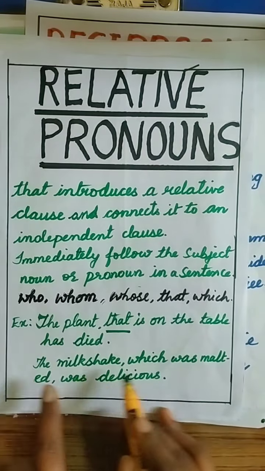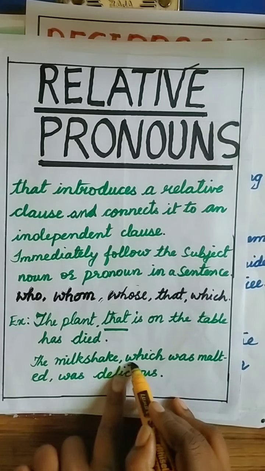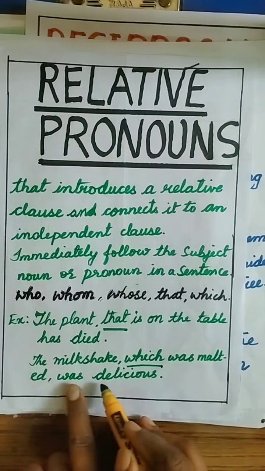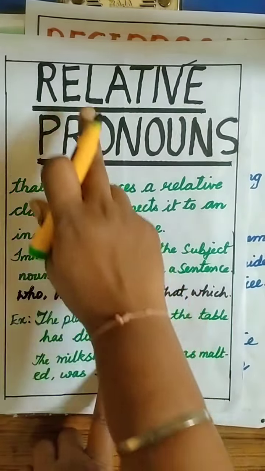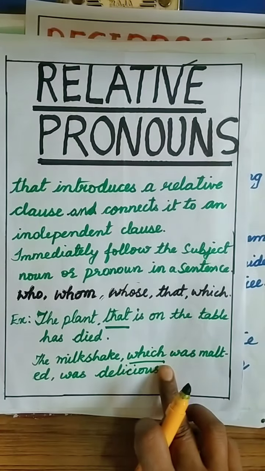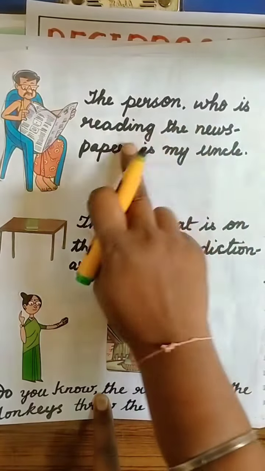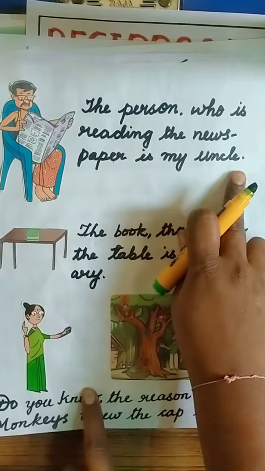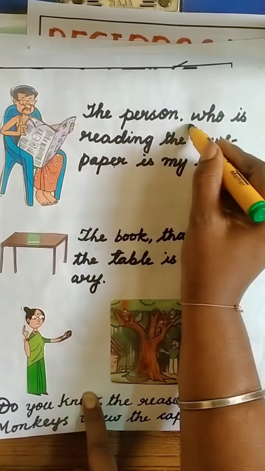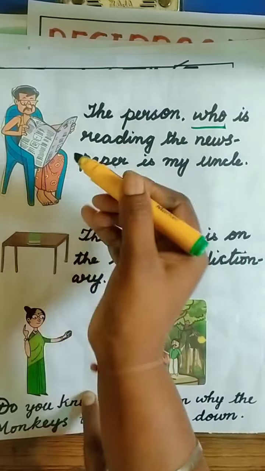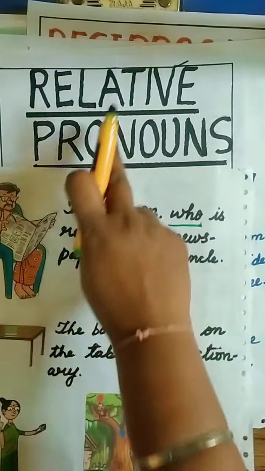The milkshake which was malted was delicious. So the milkshake which was malted was very delicious. The milkshake is again related to which, right? Let us see some examples. The person who is reading the newspaper is my uncle. So we are pointing out this person and saying who is reading the newspaper? The person who is reading the newspaper is my uncle. So who is known as the relative pronoun.